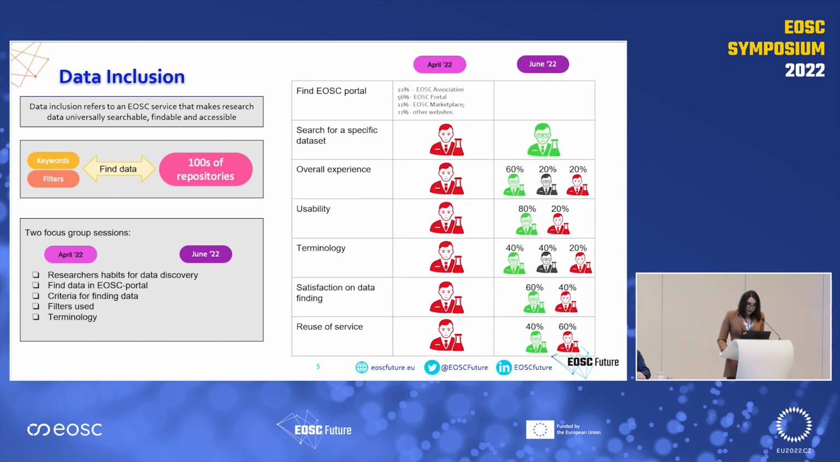So as you can see, in April, with the portal in its original useless state, the results were as expected. It's red everywhere, nobody was happy. Overall experience was better, and the first thing is that actually they didn't find the EOSC portal. We told them, find EOSC portal, and they ended up in EOSC Association or some other funny websites. However, in June, it's nothing to laugh about.